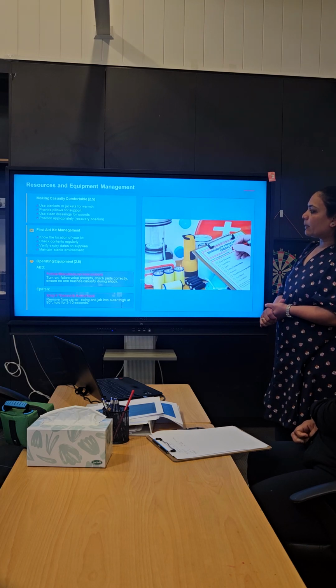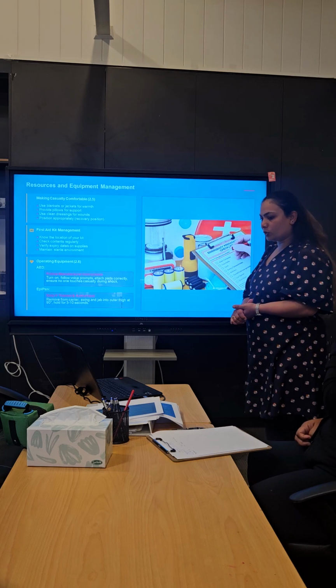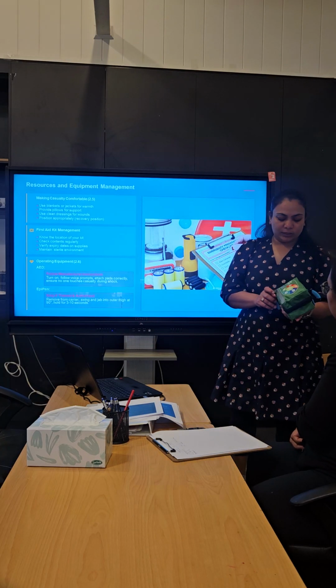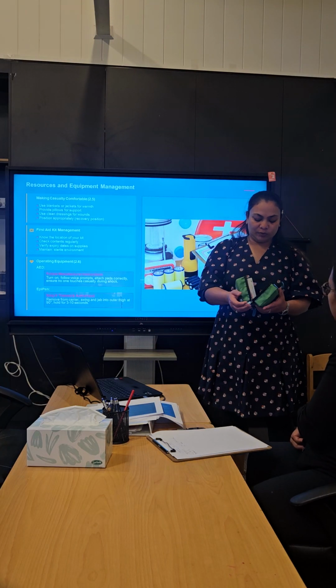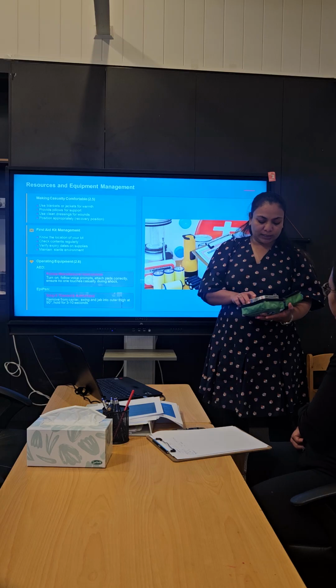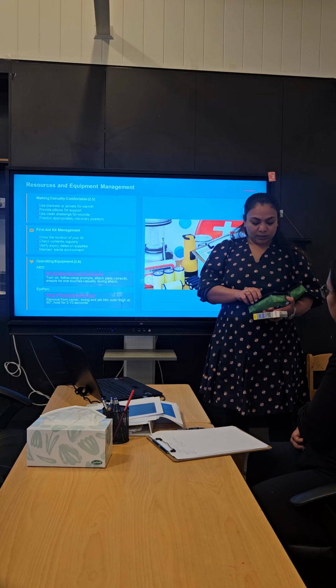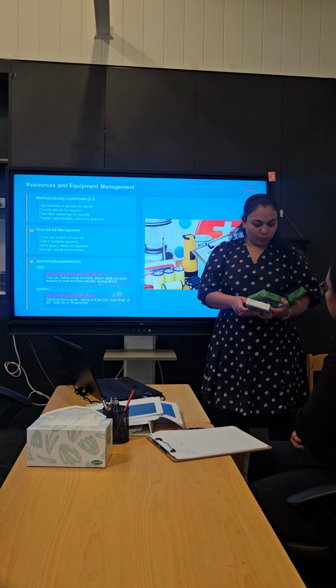First aid kit management, know the location of your first aid kit. Check contents regularly. Verify expiry dates on supplies, maintain sterilized equipment. So I will just show you, this is a handy first aid kit. It has pretty much everything in there. But probably in childcare you're going to have a little bit bigger first aid kit, so it has all the essentials in there.